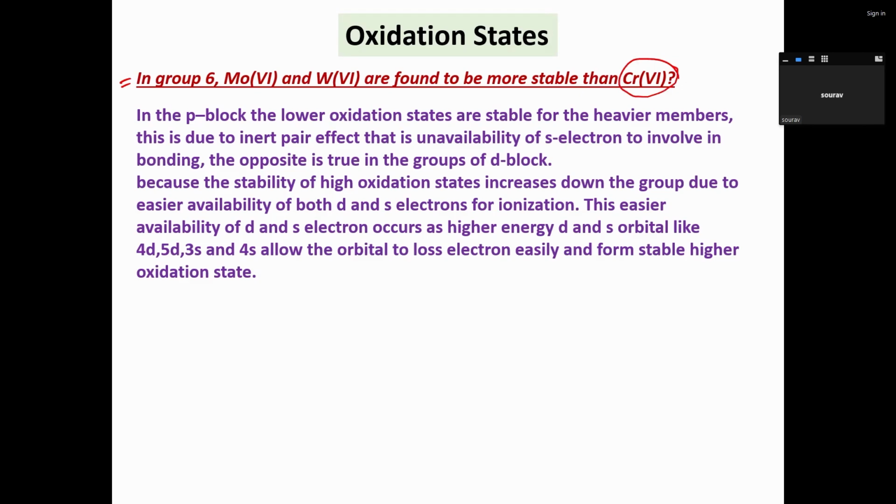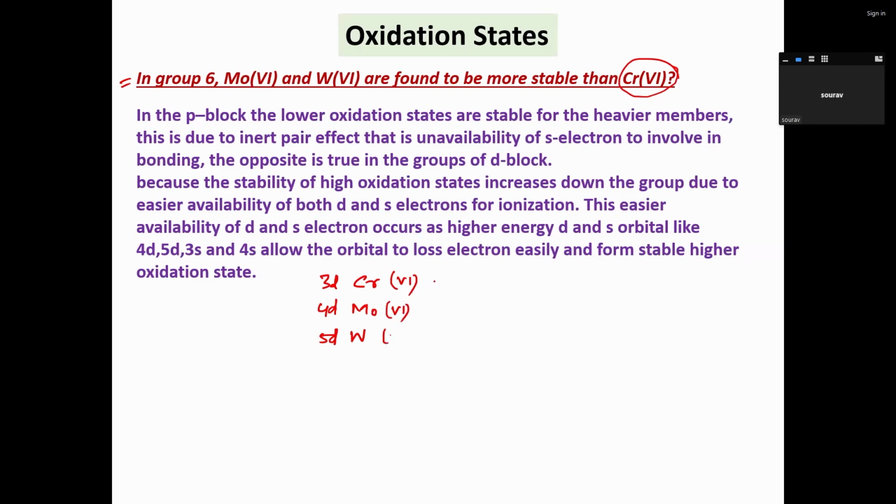Here, what is written in this fact is that we go from chromium to molybdenum, then tungsten. So this is the 3d series element, then 4d, and this is 5d. The answer to the question is that once we go from 3d to 4d, and then from 4d to the 5d orbital, the electrons are removed from chromium 6, molybdenum 6, and tungsten 6.